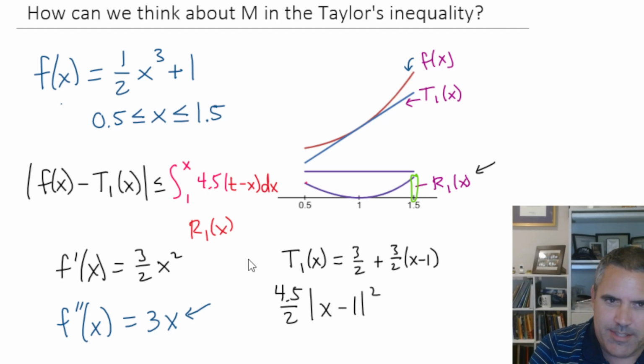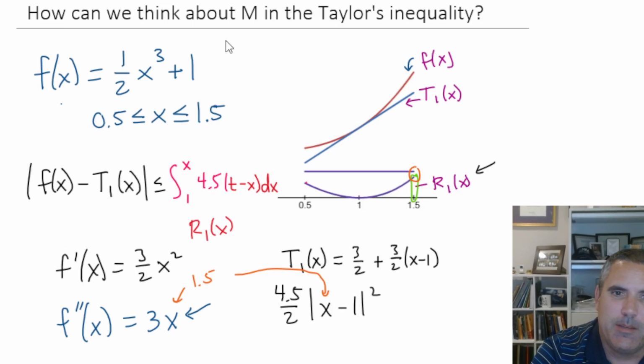So the question was this: if the maximum of the second derivative occurs at 1.5, and then we plug in 1.5 here, shouldn't those two things match up? Why aren't they the same? And please correct me if that's not your question.